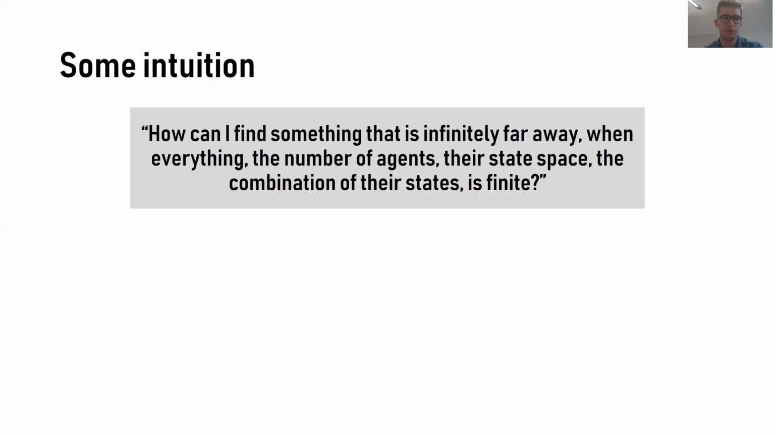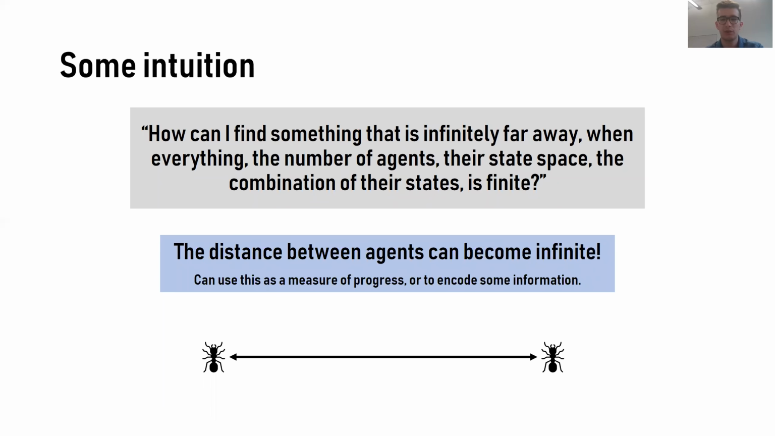Good, so the first thought I had when I saw this model was that, okay, we have finite state automata. We would like to do this with a finite number of agents. Everything seems finite. So how can we find something that is infinitely far away? Now, the answer to that is there is one quantity that's not finite, and that is the distance between agents. If you look at the combined state of all agents, one thing we have to take into account is their relative position. And in that regard, the distance between two agents can very well become infinite or much larger than their state space.